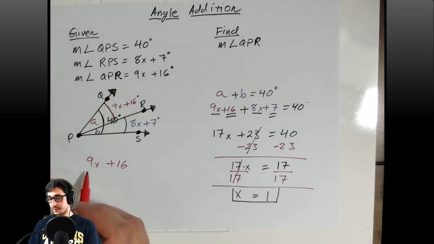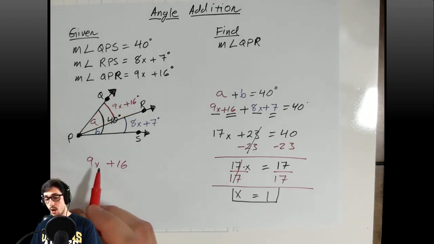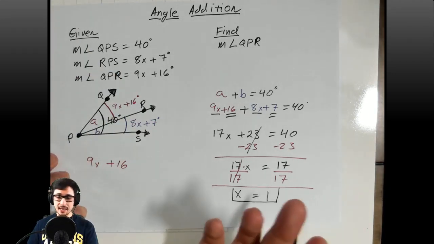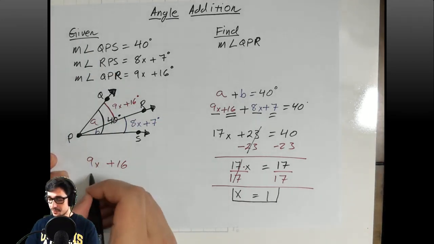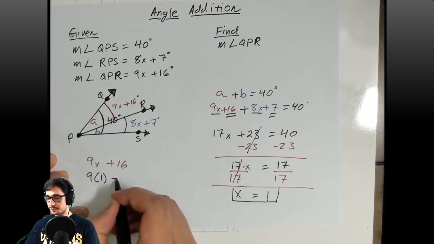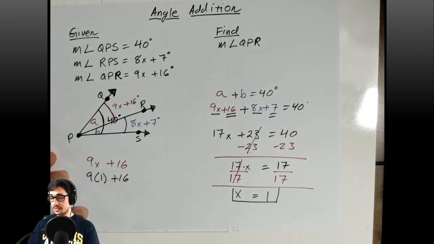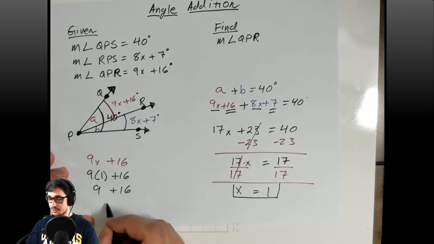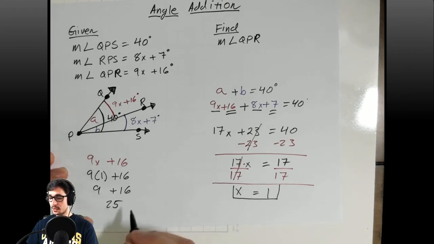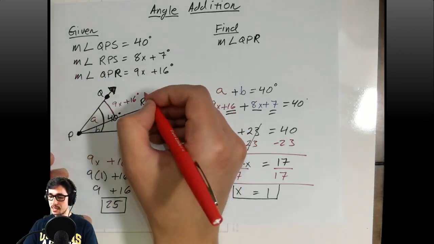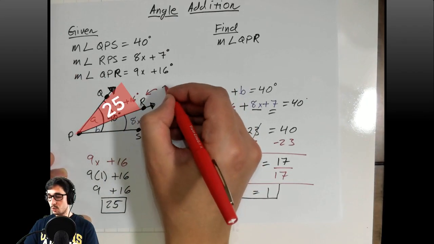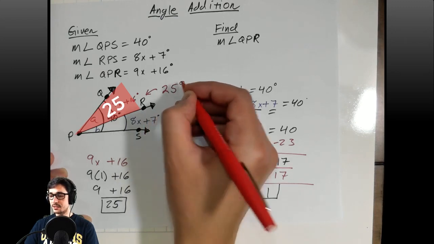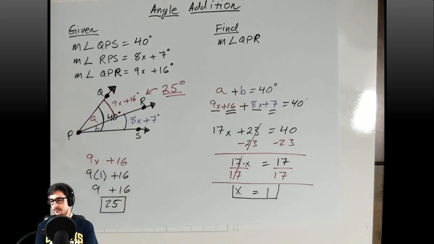So here's our x. I know what x is now. It's just 1. You can do this in your head, but just to write out all the steps, 9 times 1 plus 16. 9 times 1 is 9, plus 16. So 9 plus 16 is 25. What this means, I'm going to put a box around this, is that this angle in red is equal to 25 degrees. And that is how you find the measurement of this angle.